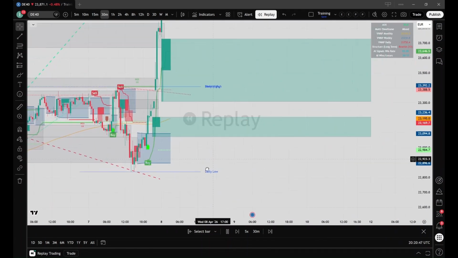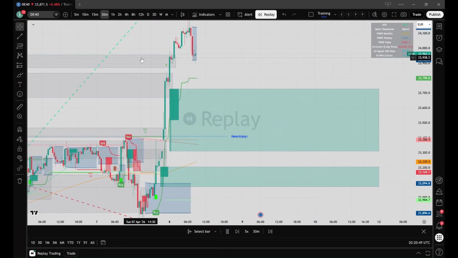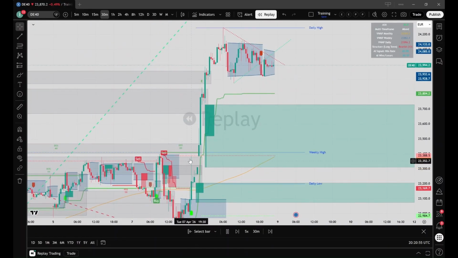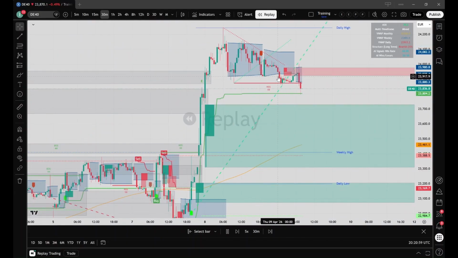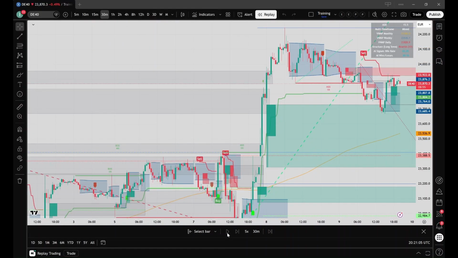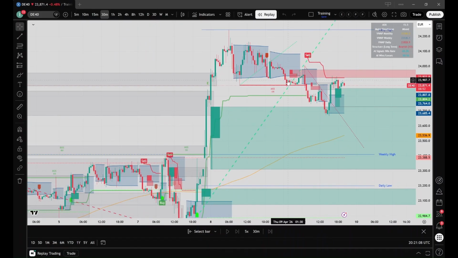There you go. Impulsive move. That created all of those, mitigated all of these. At that point, all of these were mitigated. They were turned gray. And this was the trade I took. And let's pause it here. Now, this was a trade I took.